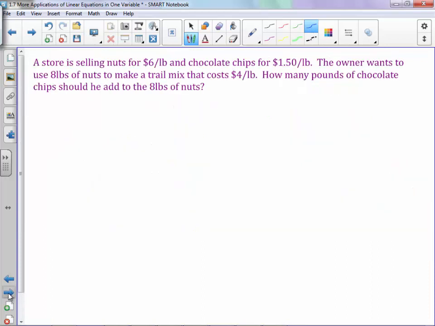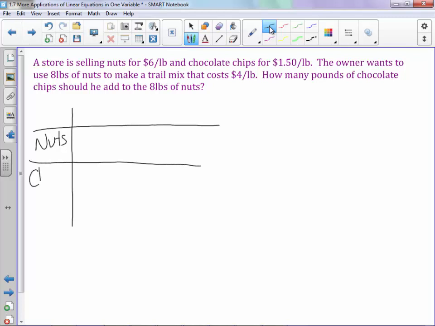Next up, we've got our mixture problems. We have a store selling different things, and they're mixing them together. Start the same way with our table. Option 1 that we're selling is our nuts. Option 2 that we're selling is the chocolate chips. The only thing different here is now we also need a line for our total mixture.